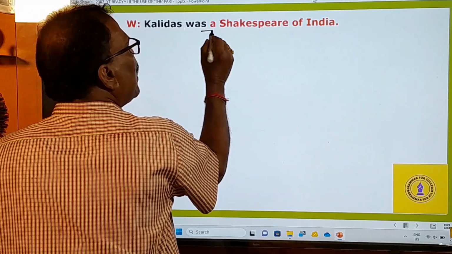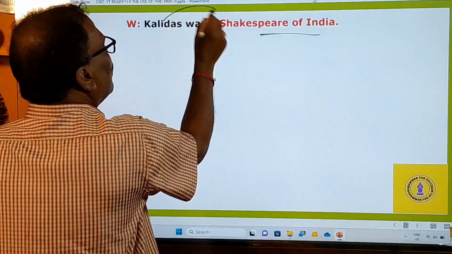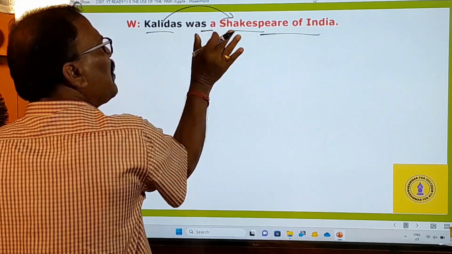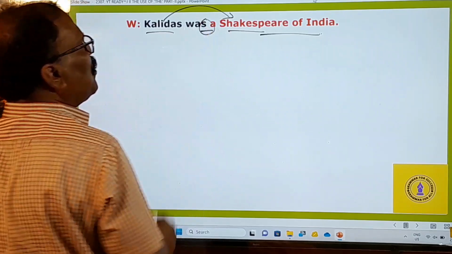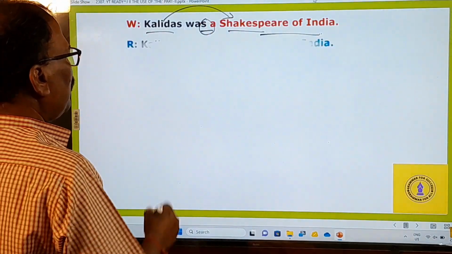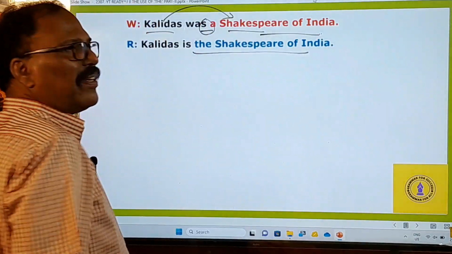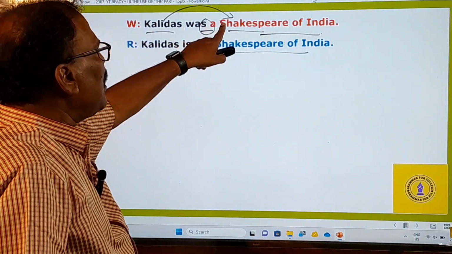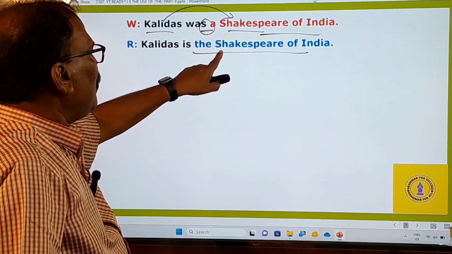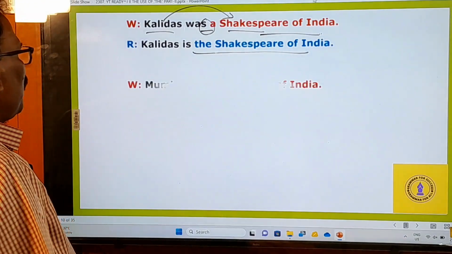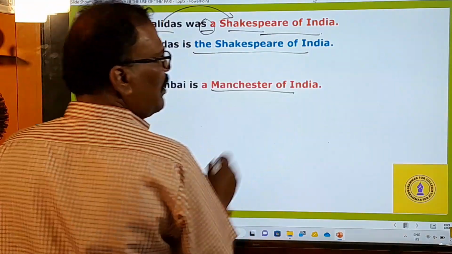Kalidasa was a Shakespeare of India. It's a fixed one. Kalidasa is compared with Shakespeare. But here a is used wrongly. You have to say the Shakespeare of India. In the examination, this kind of sentence will be given, and you have to correct it in this way. And now coming to the next one, Mumbai is a Manchester of India.